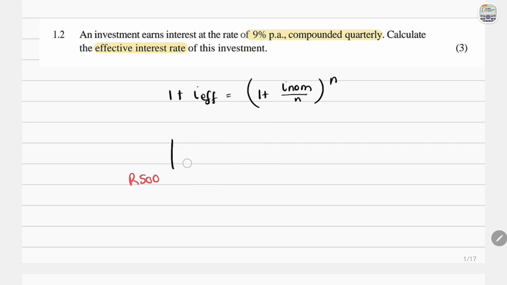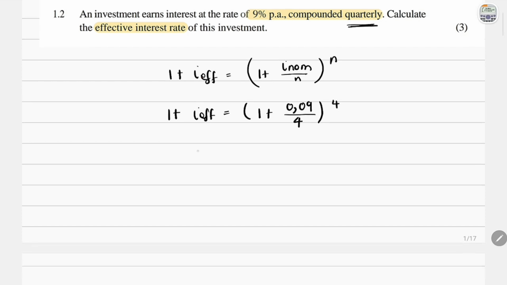Okay, so we know that the one that is quoted is the nominal. It's usually compounded quarterly or monthly, semi-annually, and so on. So that's what we're going to put here. So we're trying to find the effective. They've given us the nominal. So this is 1 plus i effective equals, and we have 1 plus i nominal, and that is 9%. So this is 9 over 100, but just written as a decimal, 0.09, okay, all over, it's compounded quarterly, so divided by 4, and then raised to the power of 4.